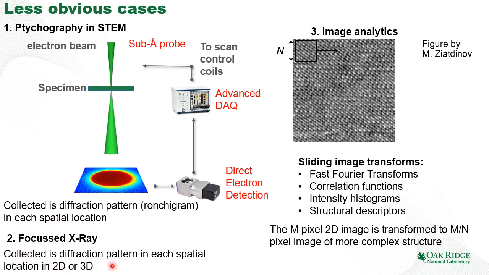Another example that I'm less familiar with is the focused X-ray measurements, when you also collect the diffraction pattern at each spatial location, either in 2 dimensions or 3 dimensions. So you can have a 5- and 6-dimensional data set. And interestingly enough, you can also use these linear unmixing methods for analysis of images. In this case, you can subdivide the image into subsets, and then you basically apply the linear unmixing on each of these subimages. I'll show you examples of how we can do it, and the question becomes, what are we going to learn in this type of analytics?